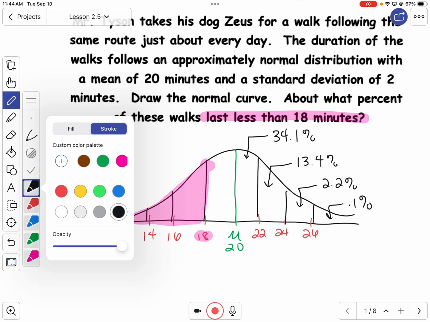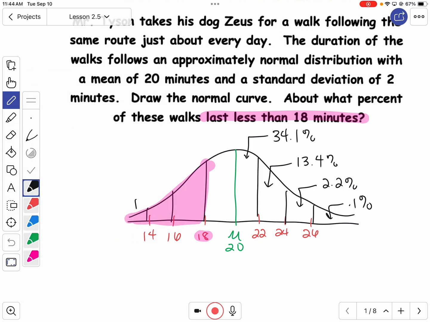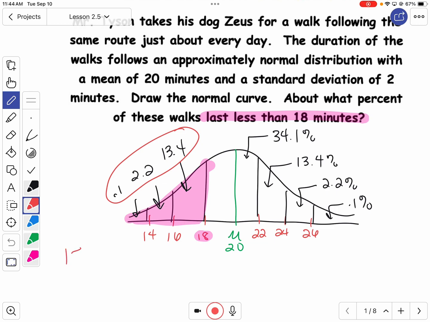So if we look at this little bitty piece right here, what percentage is it going to be? 0.1, it's going to match. What about the one next to it? 2.2, and the one next to that? 13.4. And so if I want to get my total percentage, all I got to do is add up those. Okay? So that'd be 15.6, so 15.7%.